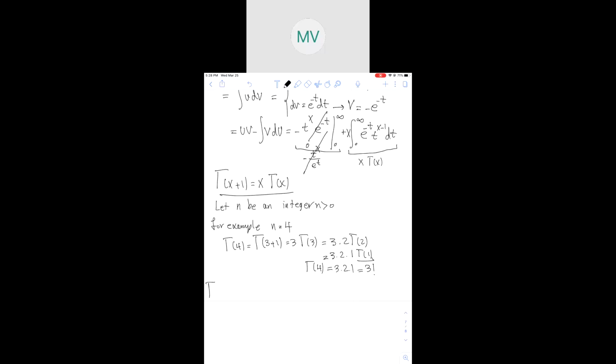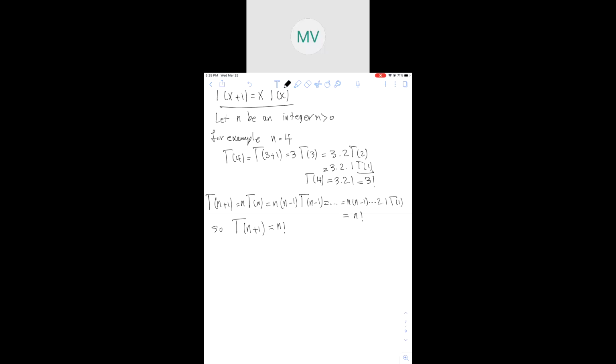So by the same argument, we can see gamma of n plus 1 is n gamma n. Using the same idea, it's going to be n minus 1 gamma of n minus 1. Keep repeating this. So eventually you get n minus 1, ..., 2, 1, and then gamma of 1. Gamma 1 is 1, and as you can see, the rest is exactly n factorial. So gamma of n plus 1 is n factorial. Okay?